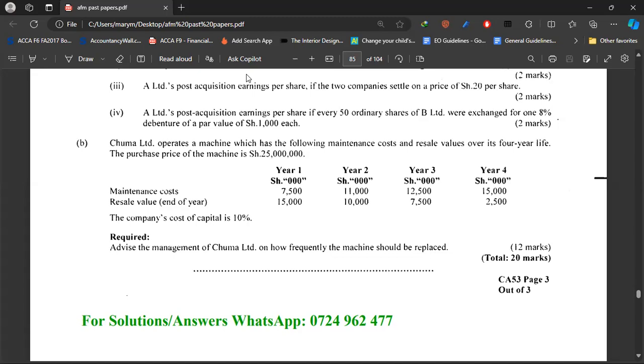I know we can calculate the equivalent annual value for all the 4 years, and then we are going to advise Chuma Limited which projects they are supposed to invest in, and the reason for our advice. That one we're going to do straight away. I just want to start with the 1 year replacement value. We start with the first year.